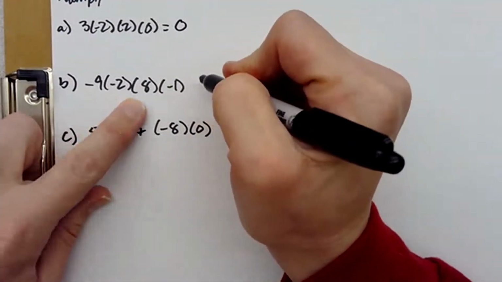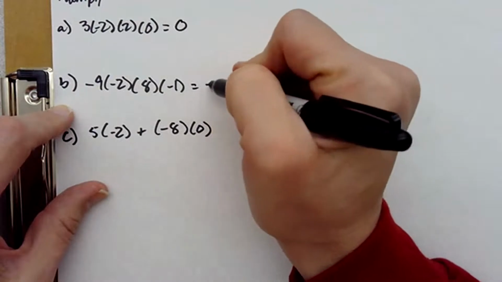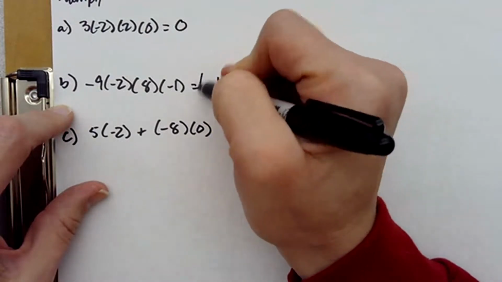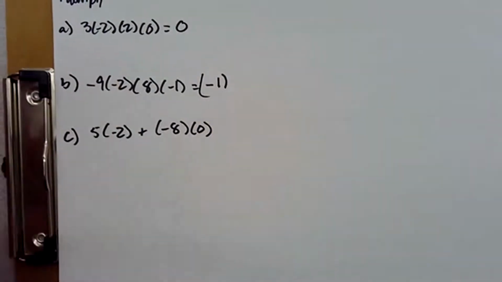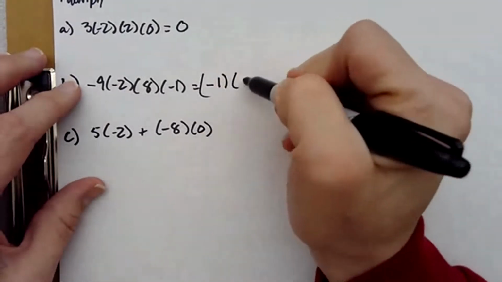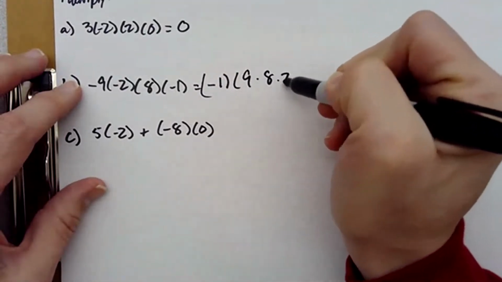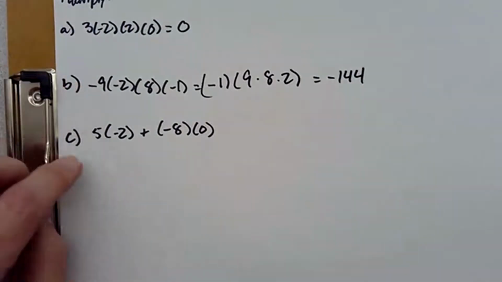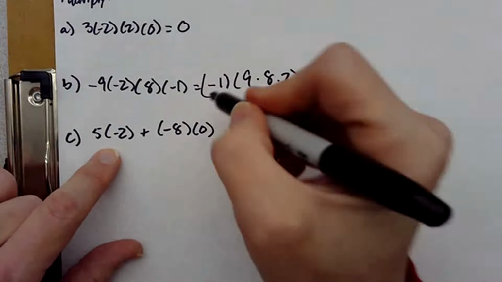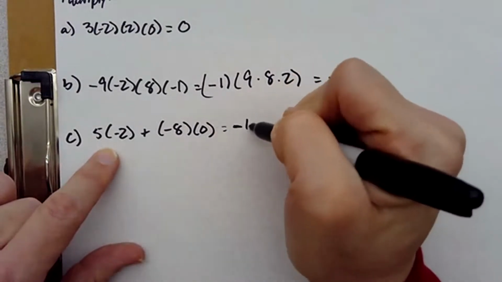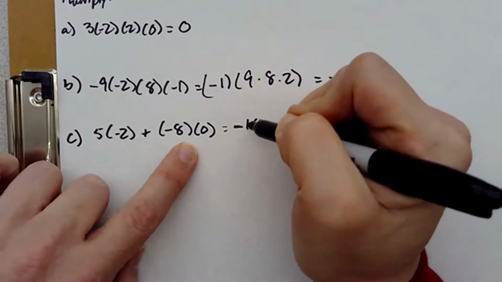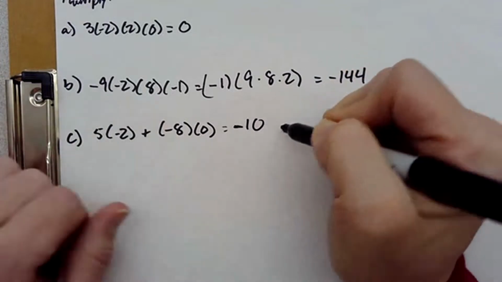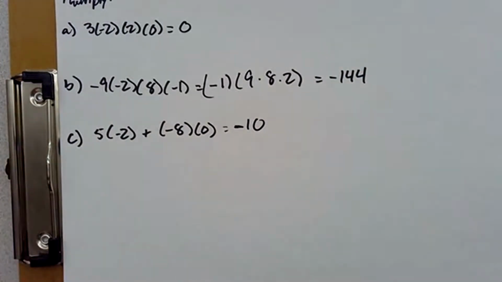-9 times -2 times 8 times -1, that's -1. We know that the other negatives will cancel, times 9 times 8 times 2 is -144. Finally, we've got 5 times -2 is -10, plus -8 times 0 is 0, so that's just -10.